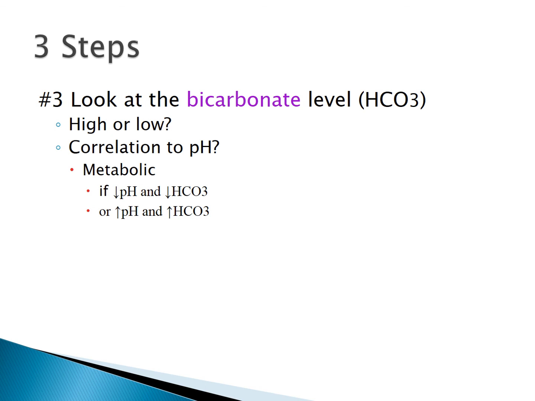Step 3, you want to look at your bicarb level. Okay, is that high or low? If it is high or low, then it is metabolic. Okay, so if the pH is high, the bicarb should also be high, or if the pH is low, the bicarb should also be low. If they are in correlation like that, then this is a metabolic problem.